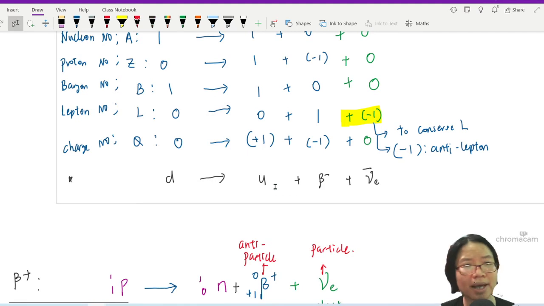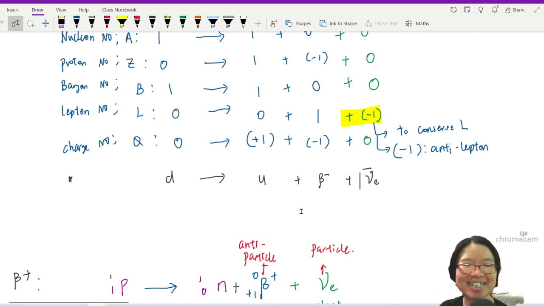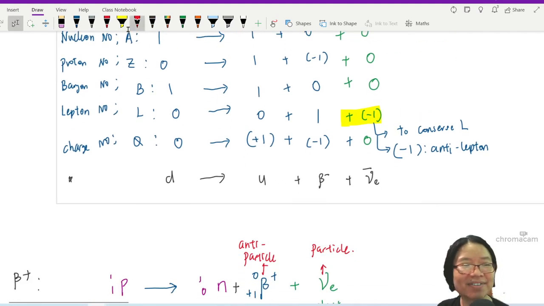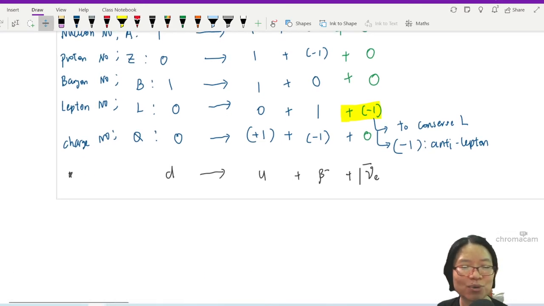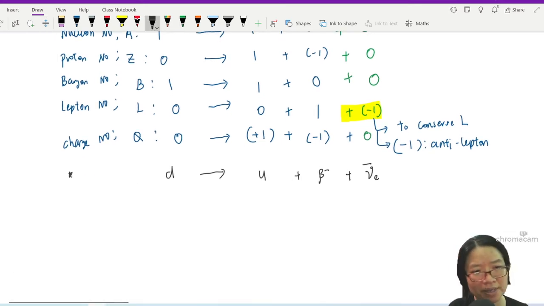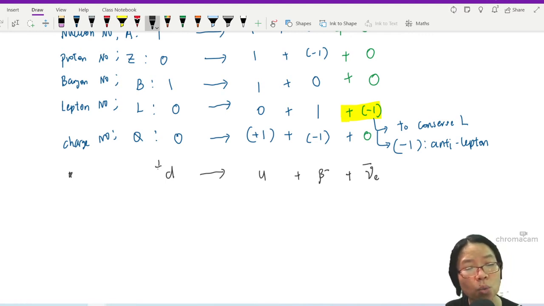Is this balanced? Yes, also balanced. Because let's say you were to do the process, I will do the process for you. The charge of down is negative 1/3. The charge of up quark is positive 2/3.